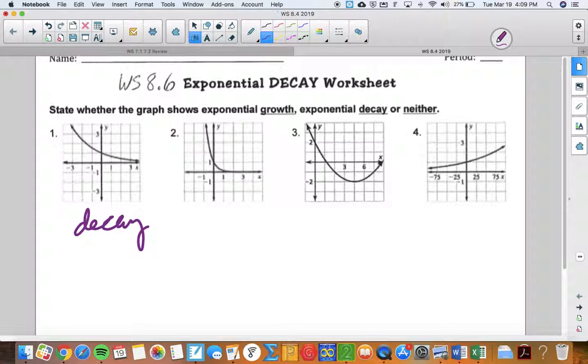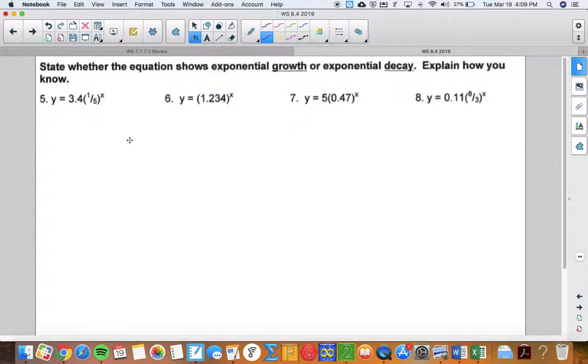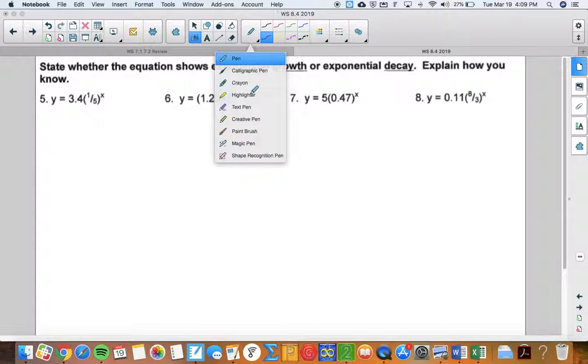So 1 and 2 are, this is not, and then this would be exponential growth. Things are increasing at a non-linear rate, non-straight lines. So where the equation shows growth or decay, the key is the value inside the parentheses.